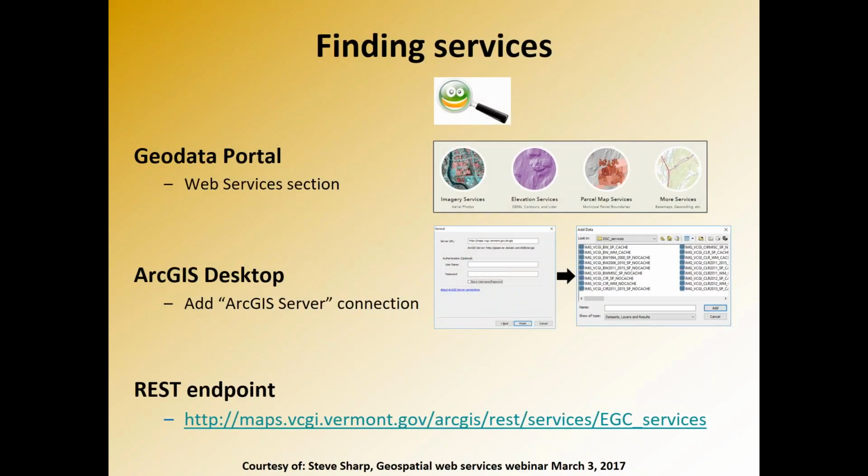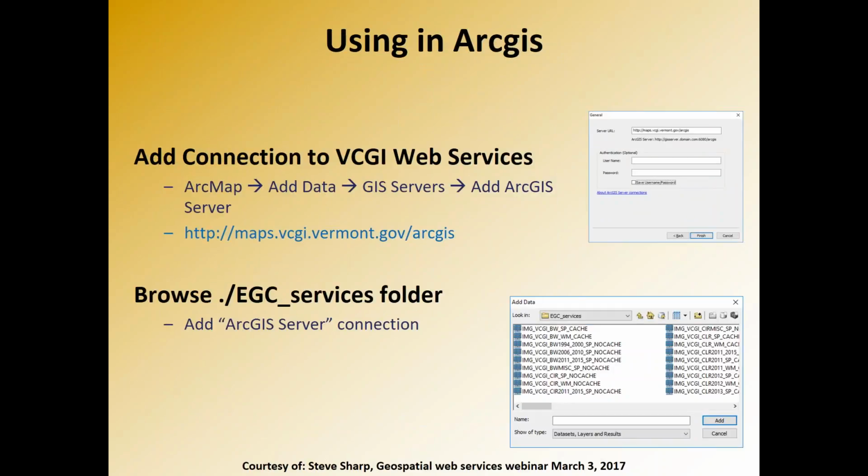All right, so there are 3 primary ways of how you can find this data. You can go through our GeoData portal. You can add what's called an ArcGIS server connection to your desktop GIS, and you can also just copy a URL for what's called the REST endpoint of these data layers. All right, and in ArcGIS, this is what it looks like. You go to add data. There's a pull down for GIS servers, and I'll show this in an ArcMap document, and then you just have to know this address to use.